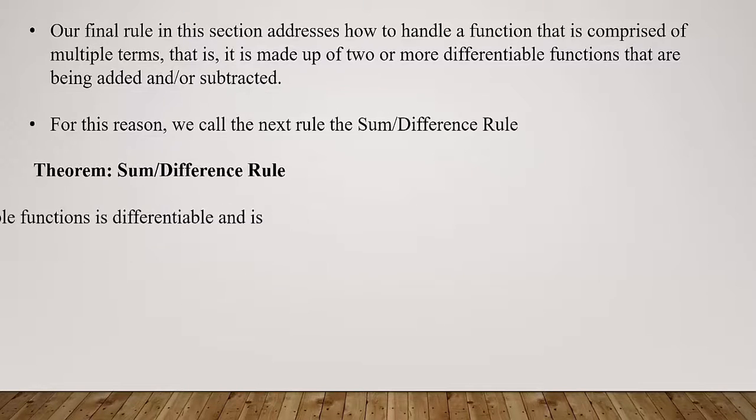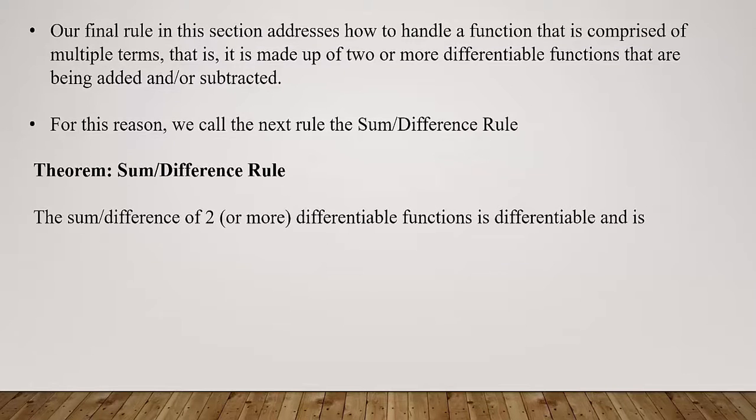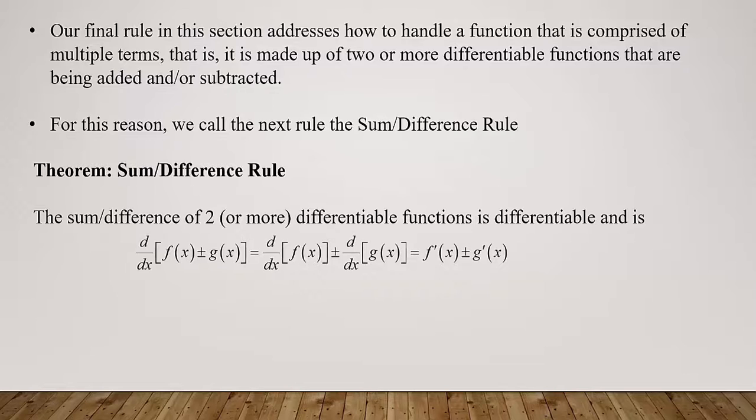So the sum-difference rule starts off by saying the sum and/or difference of 2 or more differentiable functions is differentiable. And when you differentiate with respect to x, f of x plus or minus g of x, and there could be more functions in there being added and subtracted, that's equal to the derivative with respect to x of f of x plus or minus the derivative with respect to x of g of x, or it's f prime of x plus g prime of x.